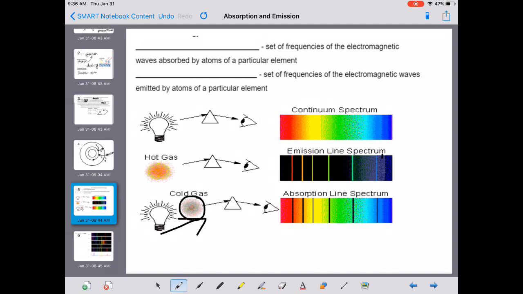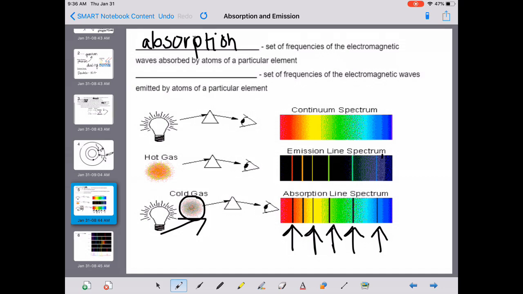The sample absorbs certain colors of light, and so we don't see those colors of light once the light passes through the sample and the remainder of the light passes through the prism. We have gaps in our spectra because some of the light was absorbed by our sample. So that is an absorption spectra: the set of frequencies of electromagnetic radiation absorbed by atoms is our absorption spectra. Absorption.